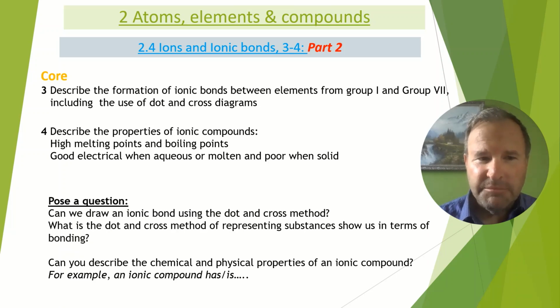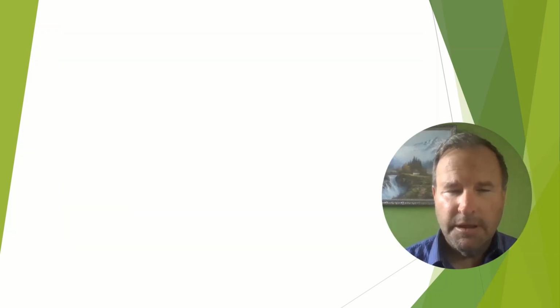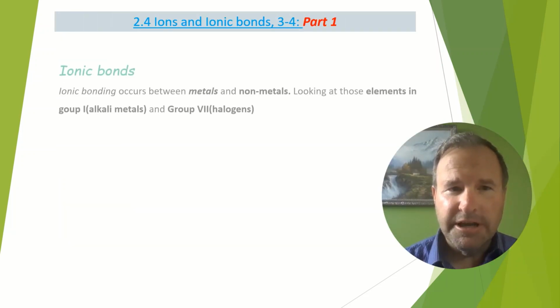I pose this question: can we draw an ionic compound using the dot and cross method? Yes, of course. What is the dot and cross method of representing substances, in terms of showing us the bonding? Can you describe the chemical and physical properties of an ionic compound? For example, an ionic compound has or is. Now we're going to look at bonds in more detail.